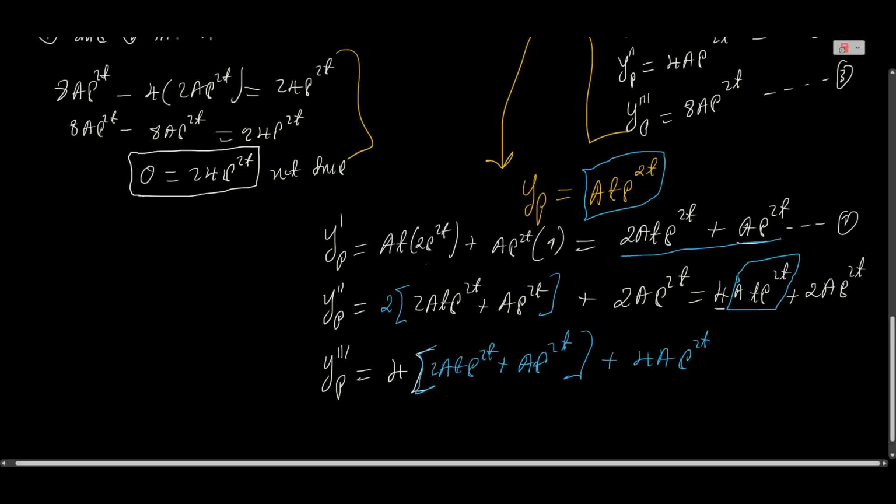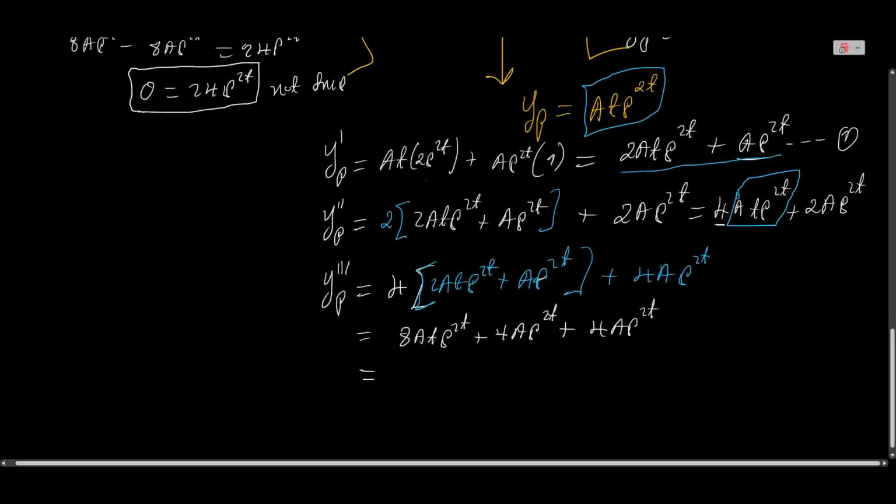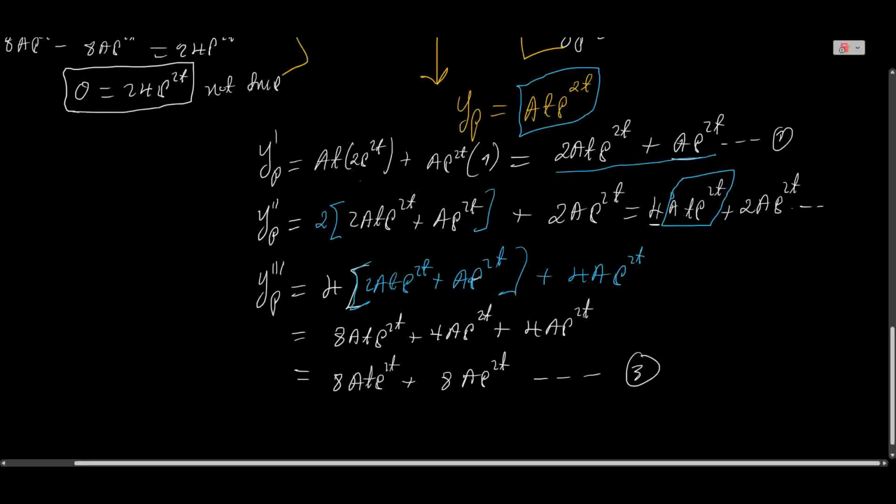We simply need to simplify this. To simplify that, we're going to have 8a t e raised to the power 2t plus 4a e raised to the power 2t plus 4a e raised to the power 2t. So our third derivative will simply be 8at e raised to the power 2t plus 8a e raised to the power 2t. This is our equation 3, and this is our equation 2.